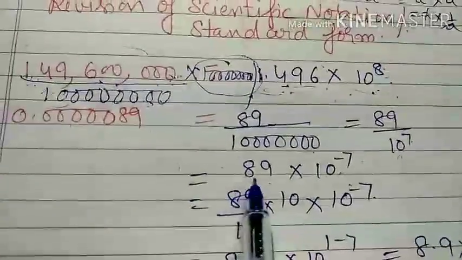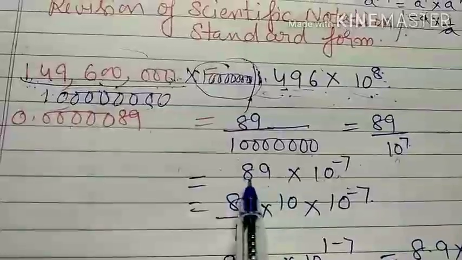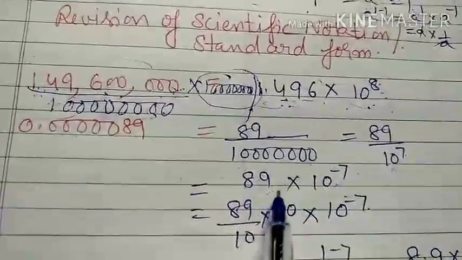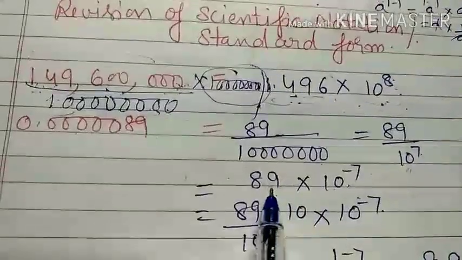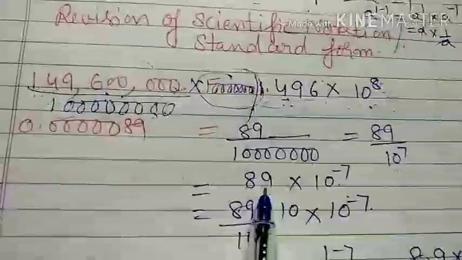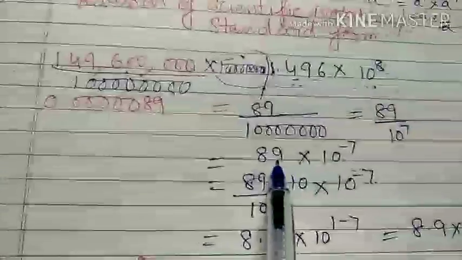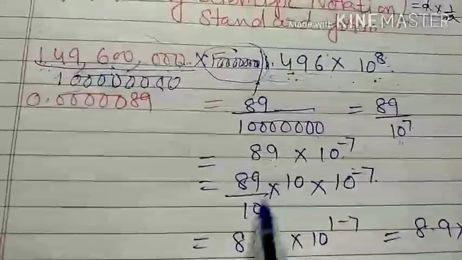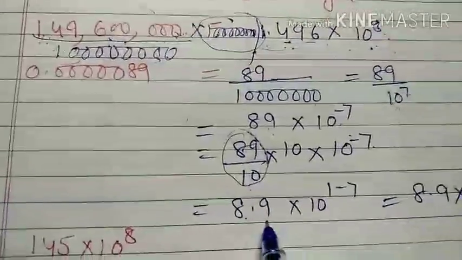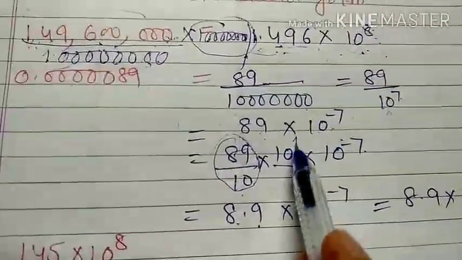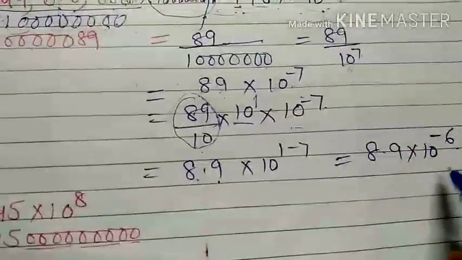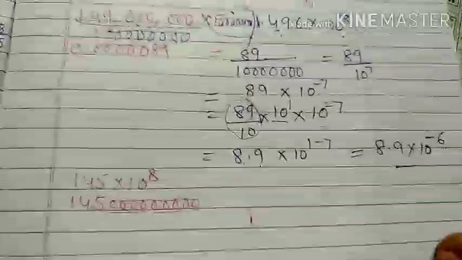If I need a decimal after one digit, I want this digit to be under the decimal. How many digits you want under the decimal, you multiply by a multiple of 10 according to that. If it is one digit, you multiply numerator and denominator by 10. So that portion gives you 8.9. This is raised to power 1, the base is the same, the powers are added, 1 minus 7 gives me -6. That is my standard form.